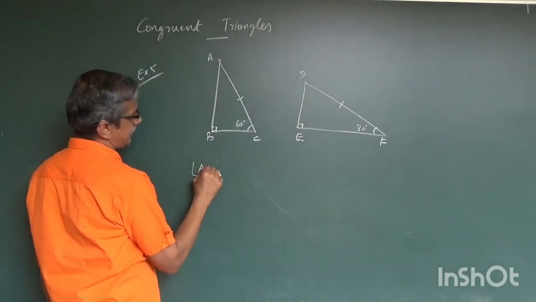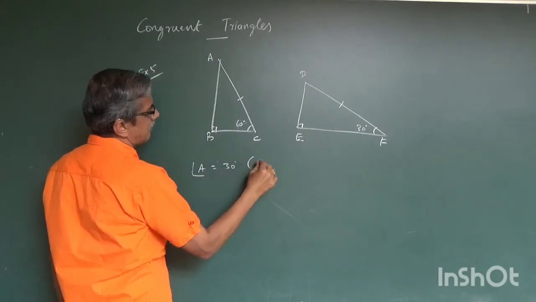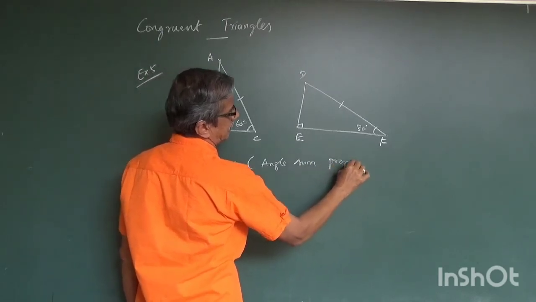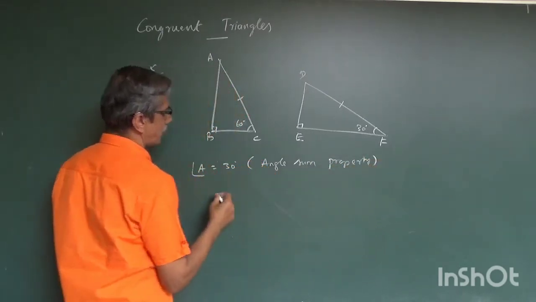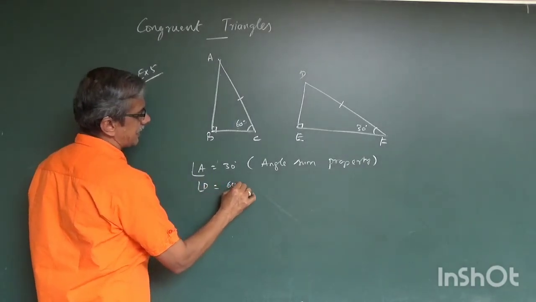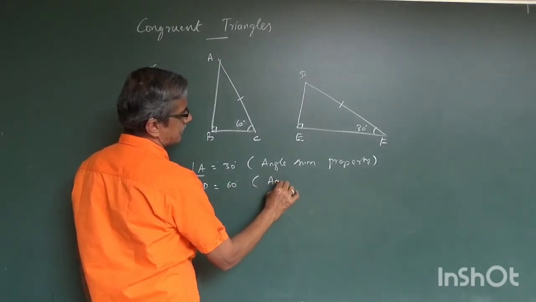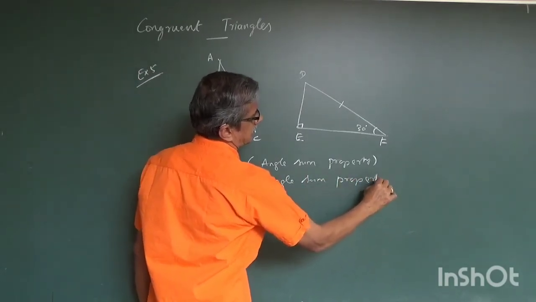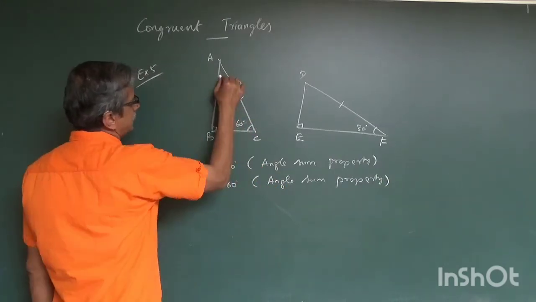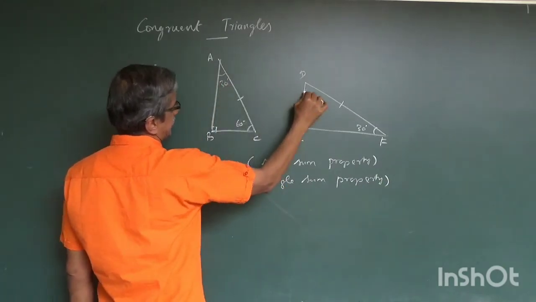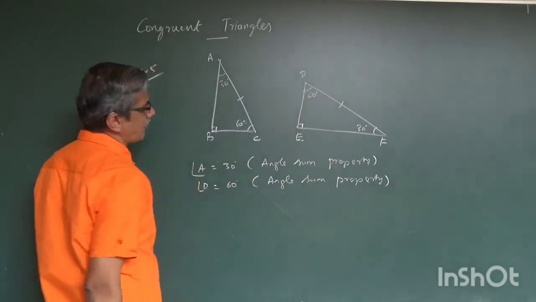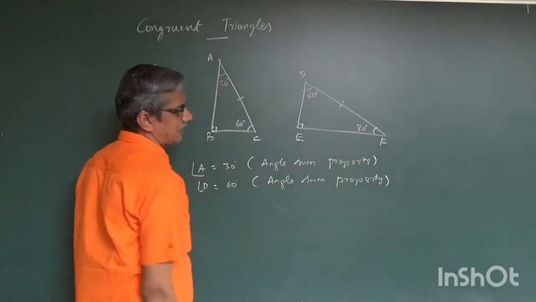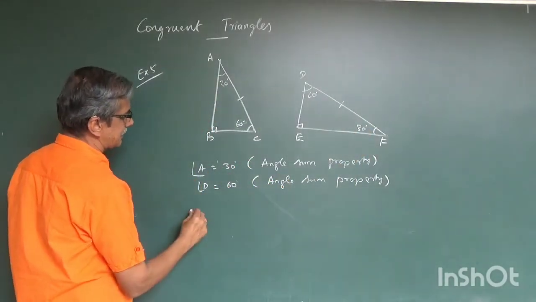Angle A is equal to 30 degree by angle sum property. Angle D is equal to 60 degree by angle sum property. So I am writing the values here. This is 30 and this is 60. Now if I look at it, angle, side, angle, they are congruent. So I will write like this now.